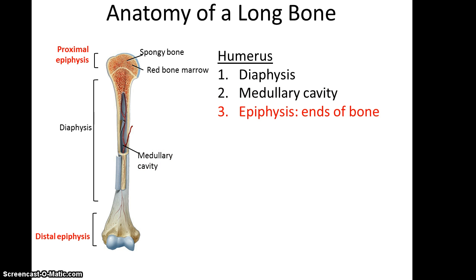You also have at each end an epiphysis, which is basically just the ends of the bone. It is filled with spongy bone, and that spongy bone has in all its open spaces red bone marrow for blood production.